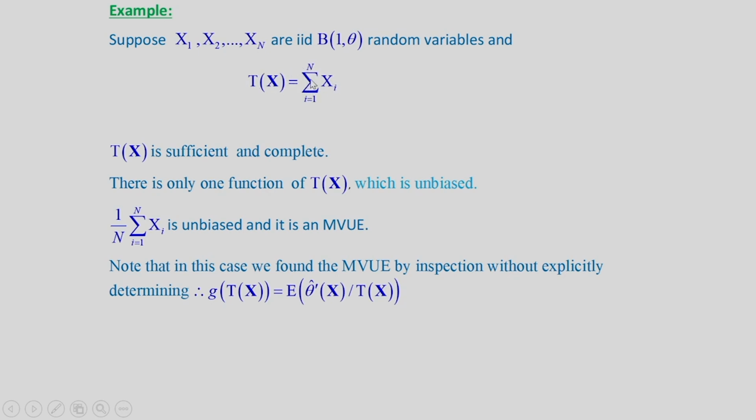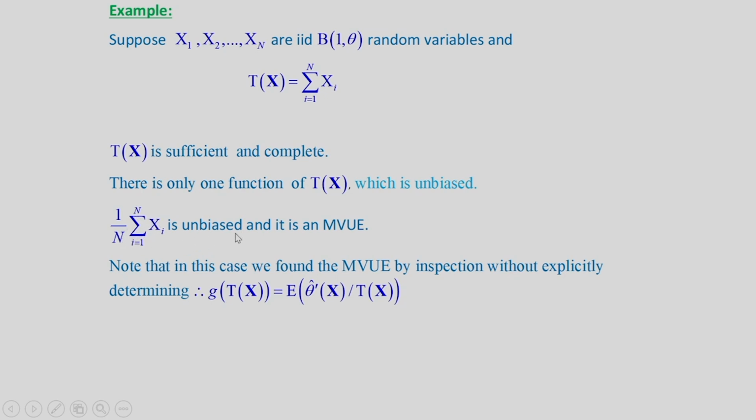We have already proved that this statistic is sufficient and it is complete also. So, there is only one function of T(x) which is unbiased, according to the Lehmann-Scheffé theorem. Now, by inspection we get that if we divide this sum by n, that is 1 by n summation x_i, i going from 1 to n, this will be unbiased, because you can take the expectation here and there will be n times expectation and n will get cancelled.